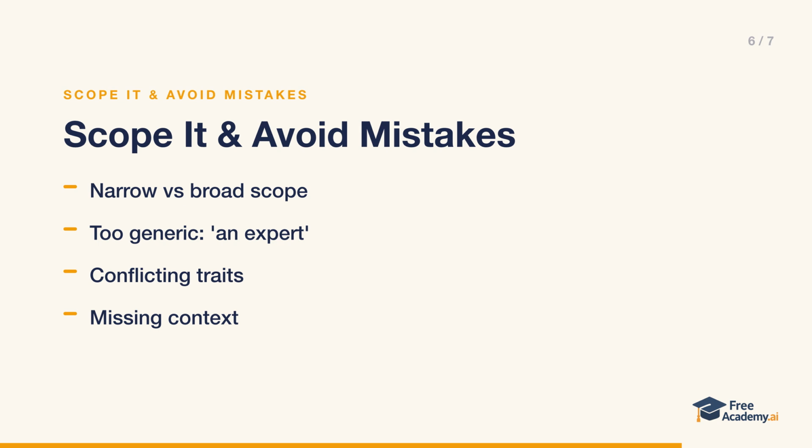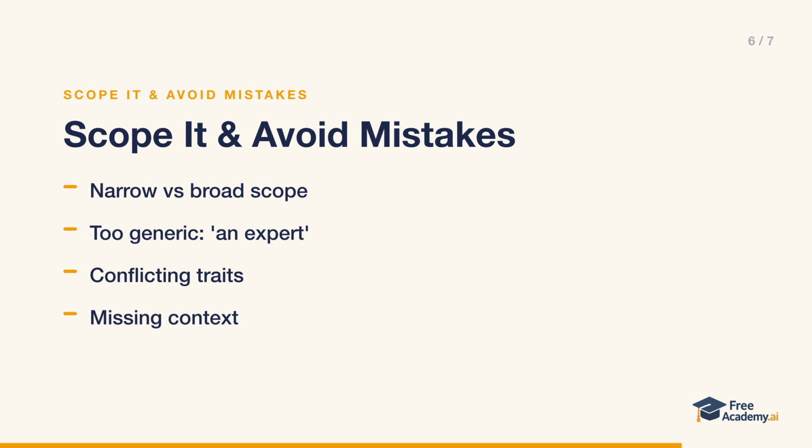Two quick refinements. First, scope. Roles can be narrow, like a Python reviewer focused only on performance for data pipelines, or broad, like a full-stack developer comfortable across the whole stack. Match the scope to how complex your task is.